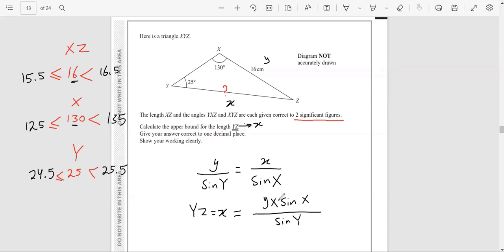But you need to know something very well. Some of you will tell me the main operation of this question is division. We have a quantity divided by another quantity. So if I want to get the upper bound for YZ or X, I'm going to make this one upper and this one lower. You are correct, but there is something very important you need to know very well.